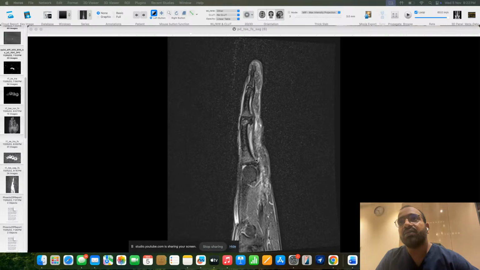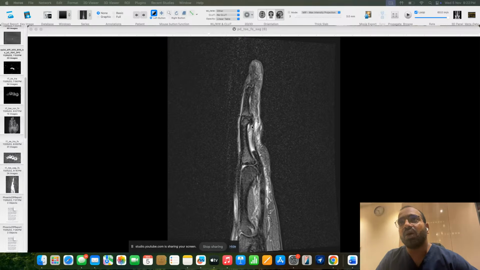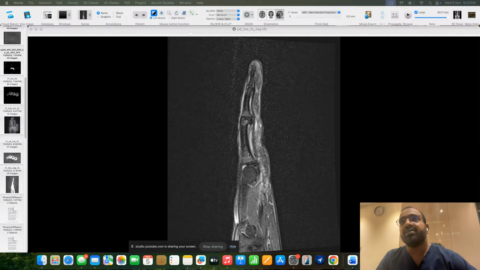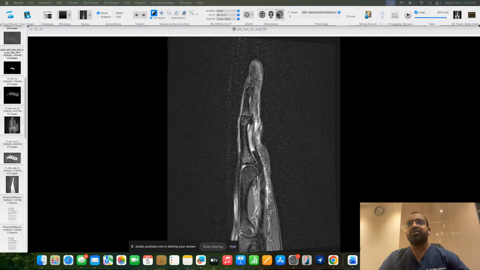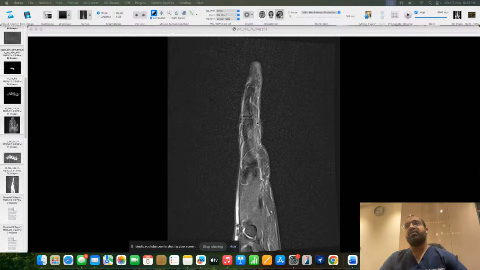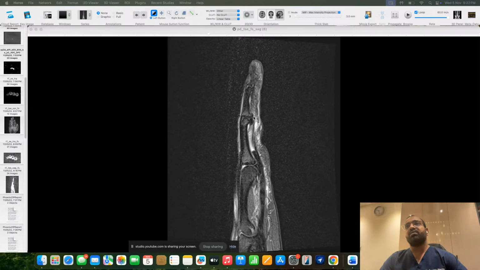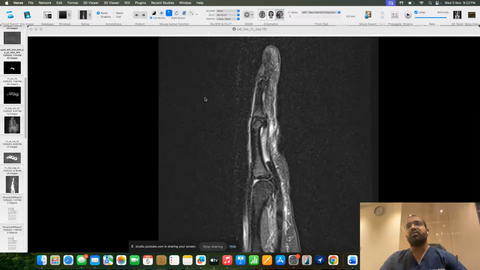So this tendon got torn and retracted and is seen at the level of the proximal one-third of the shaft of the proximal phalanx. So there is a significant amount of retraction here. So there is a tear here. If you see, this is the insertion actually. I have to zoom. I'll just zoom and show.